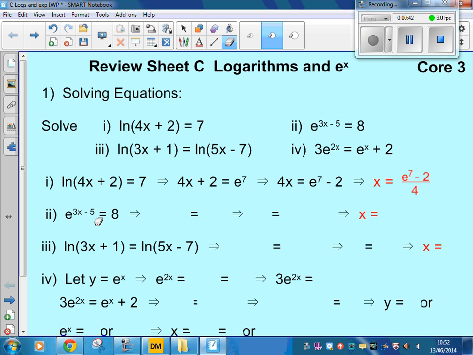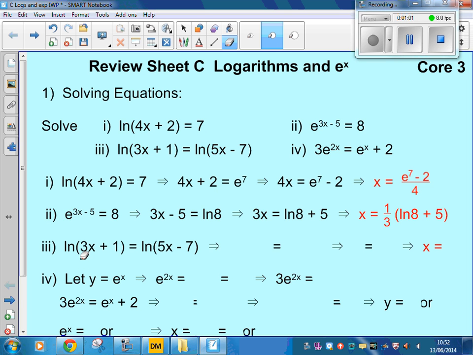The next one is just doing the inverse the other way around. So you get 3x minus 5 is equal to ln of 8, and then rearrange that. 3x is ln 8 add 5, and x is 1/3 of that, or you could write it as (ln 8 plus 5) all over 3.